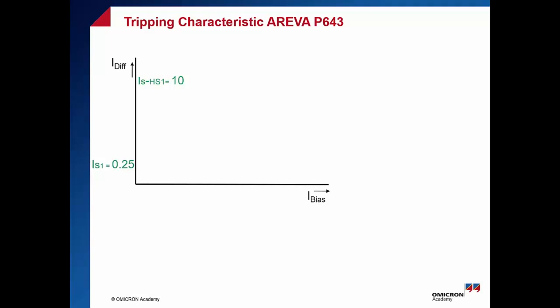Here in the green color, this is the setting from the relay. IS1 is 0.25, which is I differential greater.